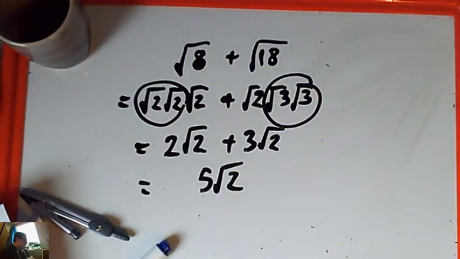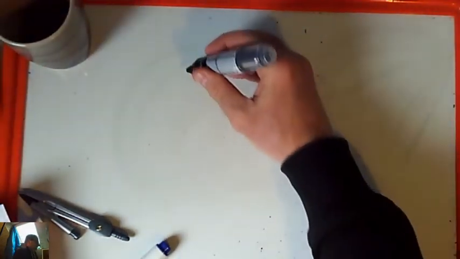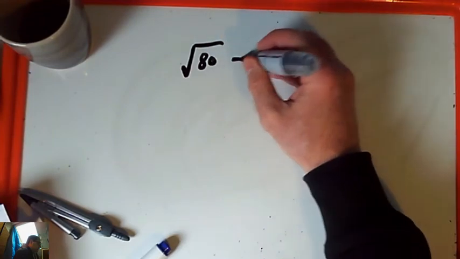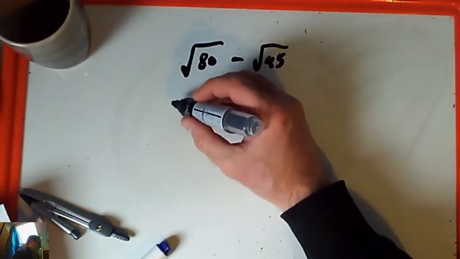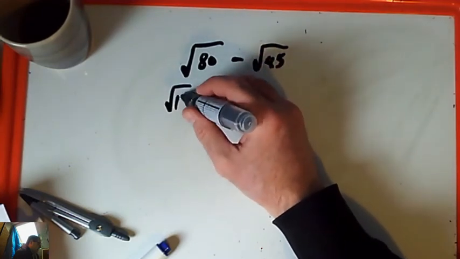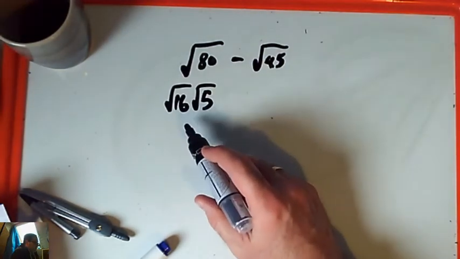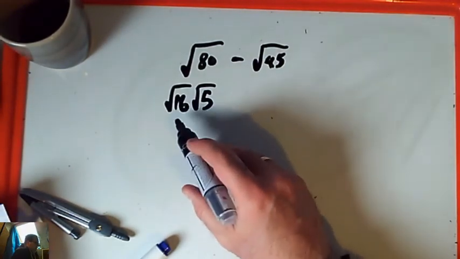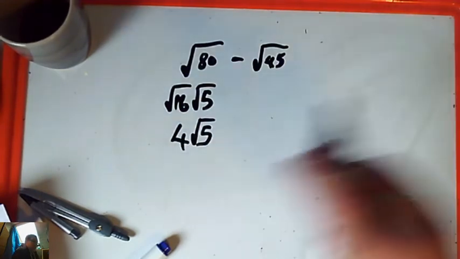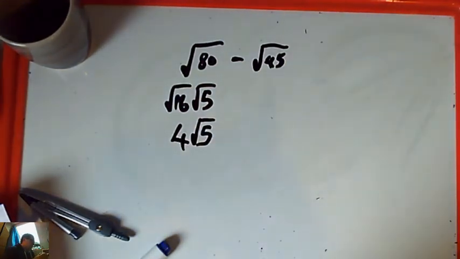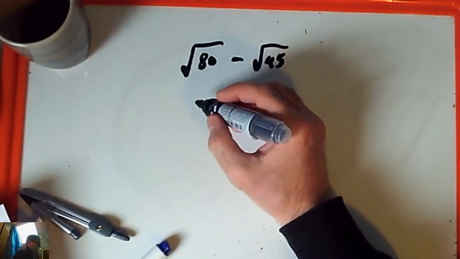Okay, and then the other question was root 80 minus root 45. So I spot that 80 is 16 times 5, so that's the same as root 16 times root 5, and then 16 is a nice square number, so that's the same as 4 root 5. But if I hadn't spotted that, then I could have just broken it all the way down.